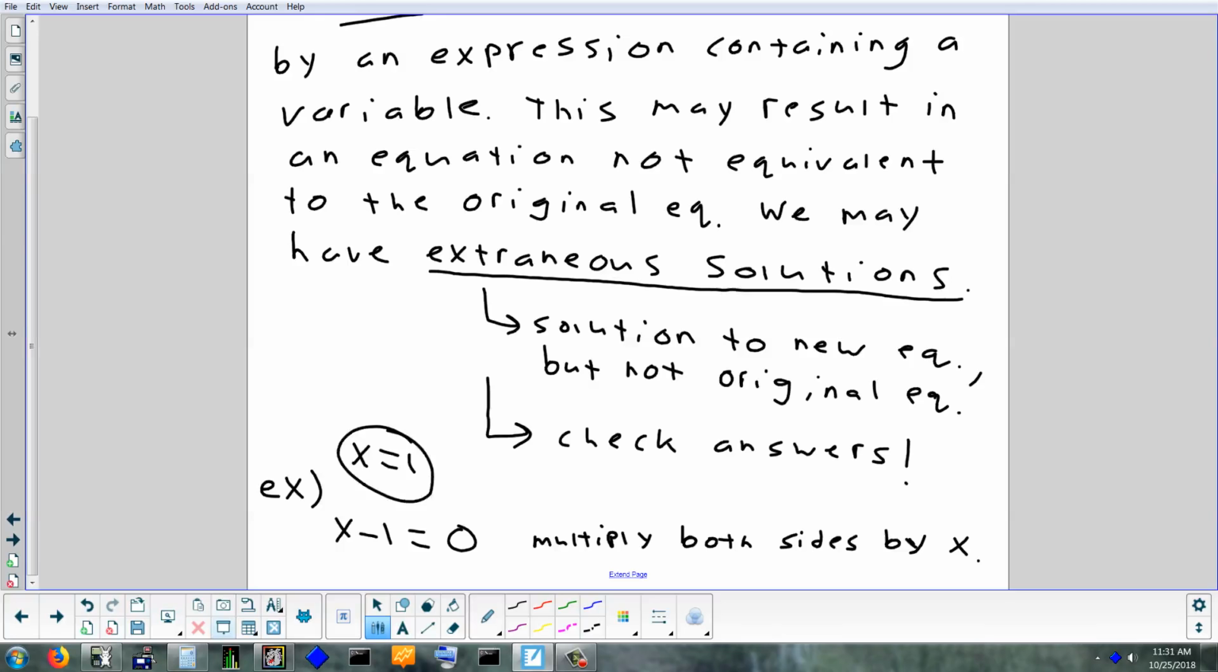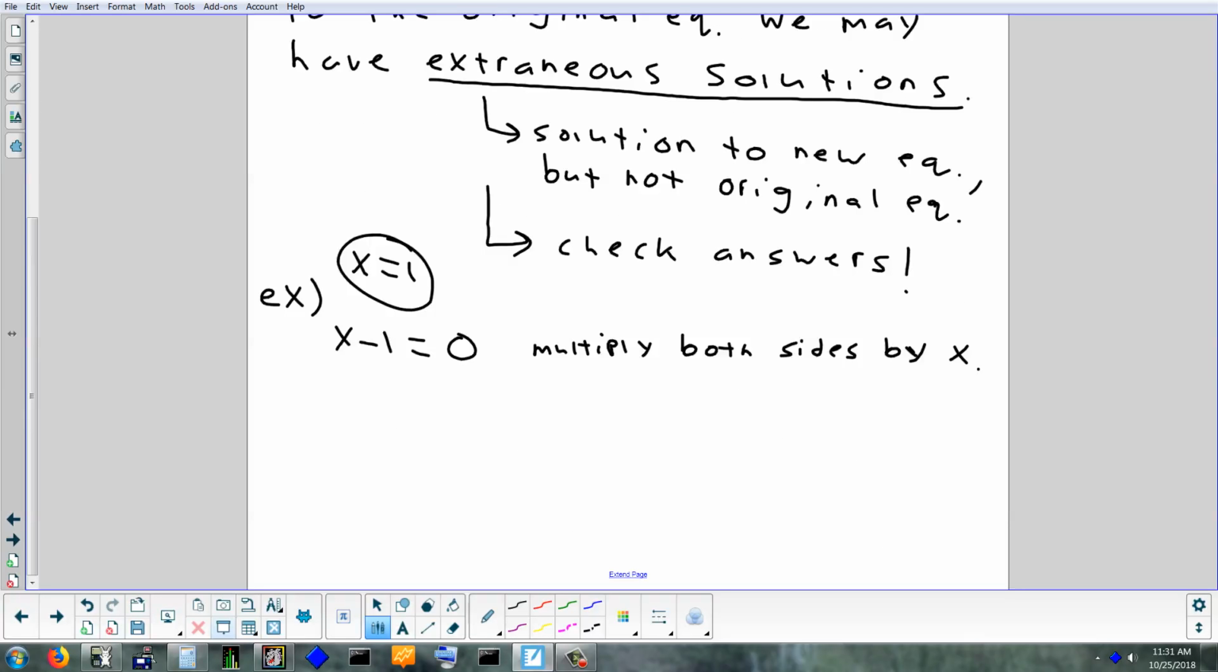All right, let's do something to it. Let's multiply both sides by something with a variable. Let's multiply both sides of this equation by x. So you get x squared minus x equals 0. My first question is, if you plug 1 into that new equation, do you still get 0? Yeah. So the original answer still works. We didn't mess that up.